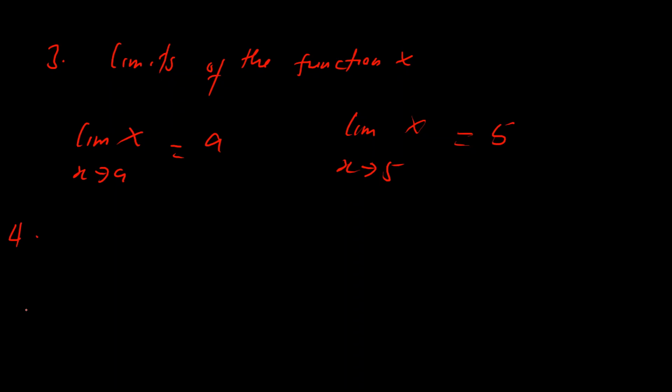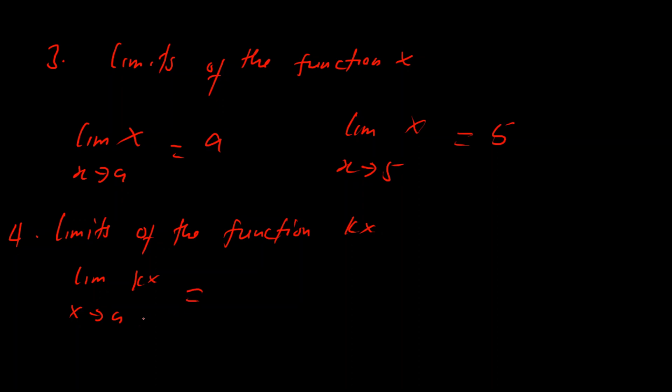The fourth one I'm going to talk about is the limit of the function in the form kx, where k is a constant and of course is a coefficient. So we could have something like this: limit of kx as x approaches a, and this is going to give us ka, because k itself is a coefficient.